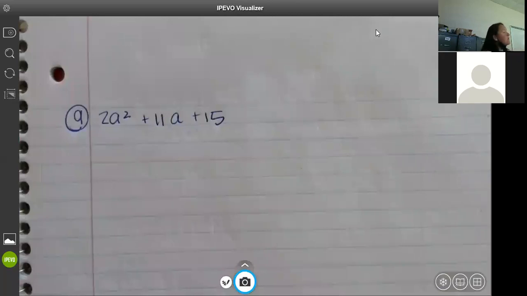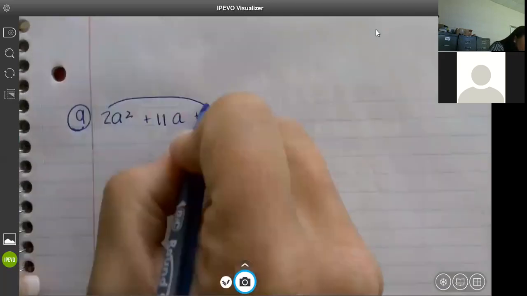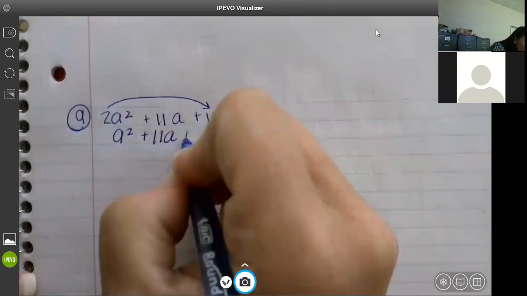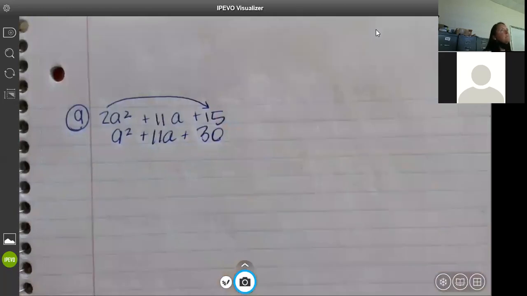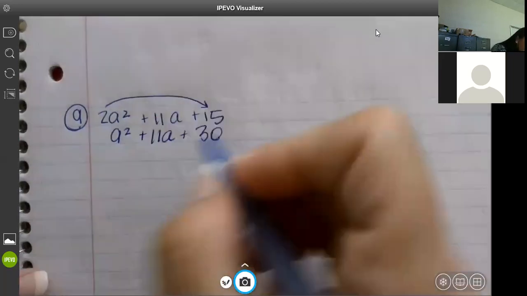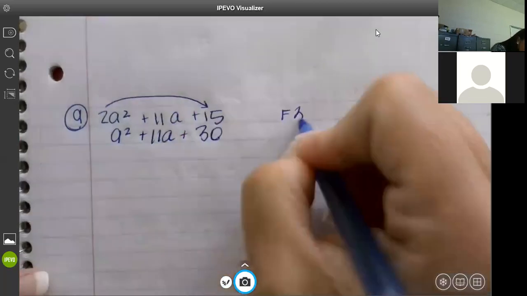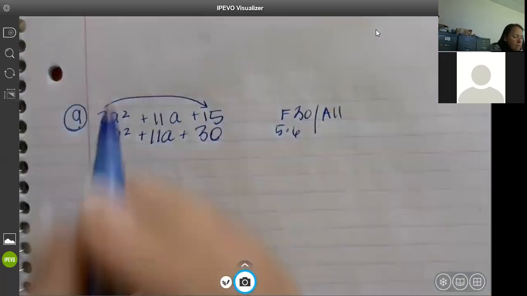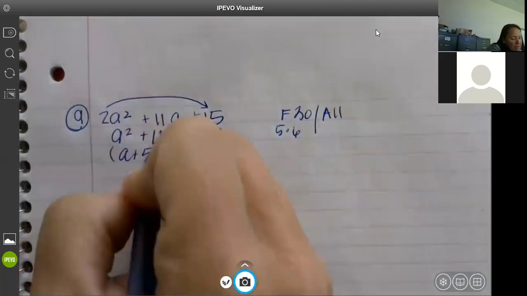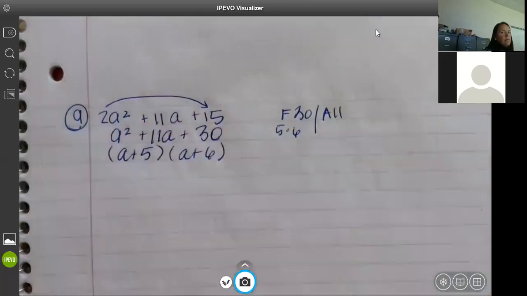I'm going to go ahead and tell you there's no GCF. This one has to be slide and divide. So we're going to slide this over. 2 times 15 is 30. It turns into cheater method. Factors of 30 that add to 11. I'm going to go ahead and tell you it's 5 and 6. So we would have A plus 5 and A plus 6.